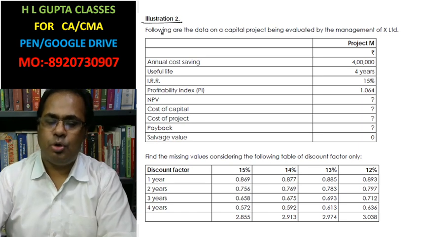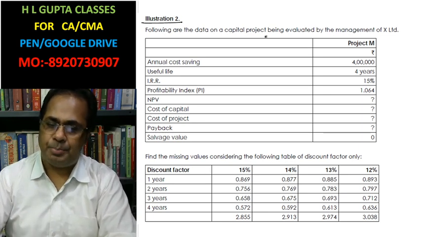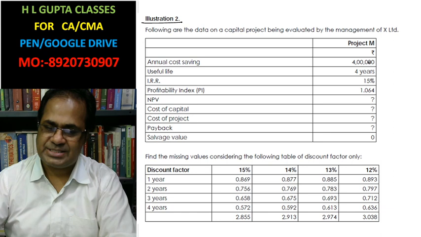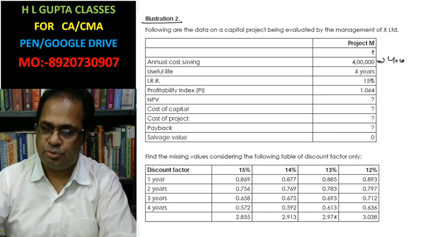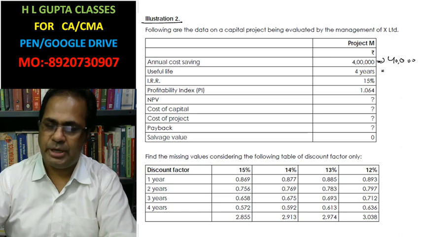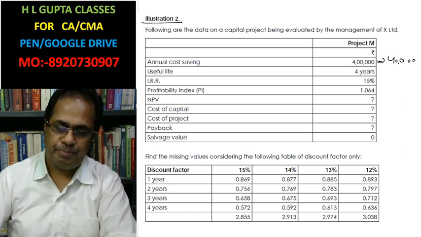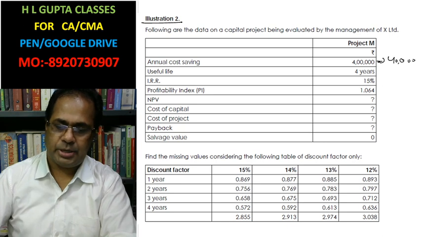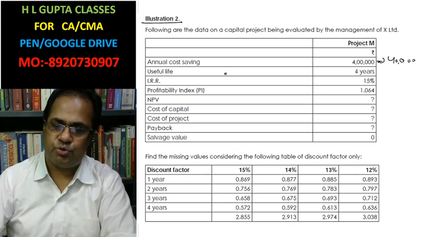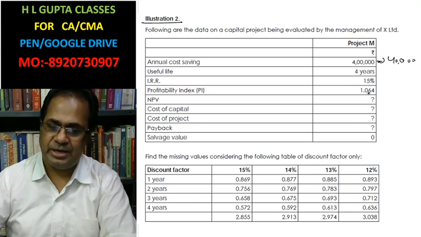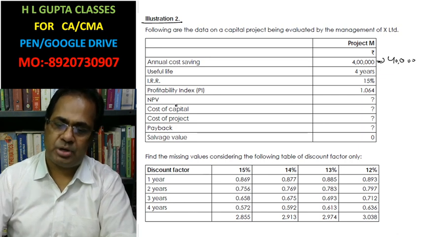Illustration number 2. Following are the data on the capital project being evaluated by the management of X Limited. Annual cost saving here is 4 lakh, but I am solving the same question using 40,000. Annual cost saving 40,000. Useful life is 4 years. IRR 15%. Profitability index 1.064.